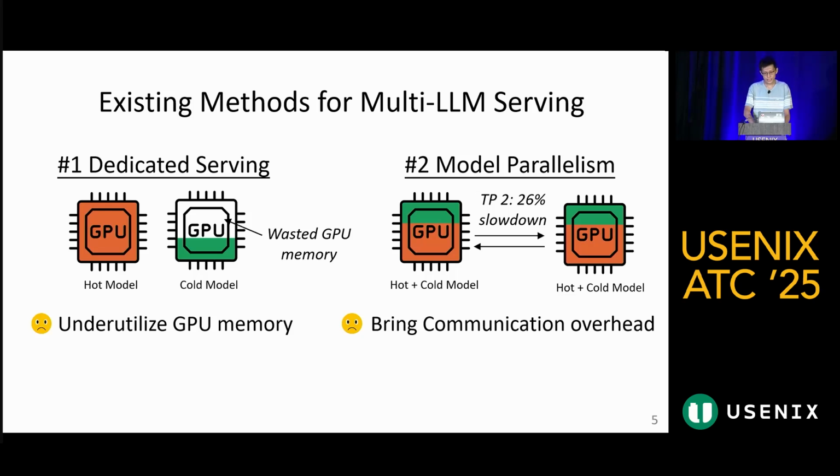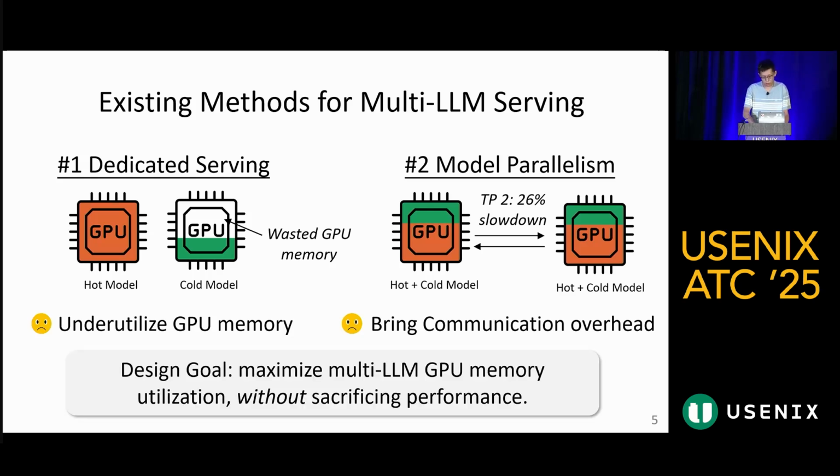The second solution is model parallelism, like tensor parallelism, which improves memory usage by collocating multiple models on the same GPU. But it requires inter-GPU communication, like all-reduce, and introduces significant performance overhead. This presents a difficult trade-off, leading to our design goal. How can we maximize GPU memory utilization without sacrificing performance?